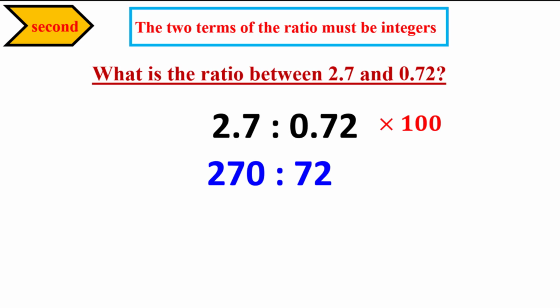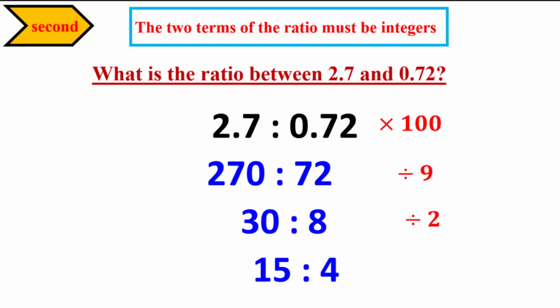The two terms of the ratio, we have here 270 and 72. You can say 27 and 72 are divisible by 9, so 270 is divisible by 9. We can divide by 9. We will get 30 to 8. 30 and 8 are divisible by 2. Simplify. We will get 15 to 4.